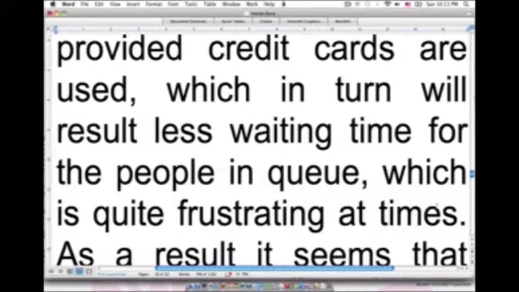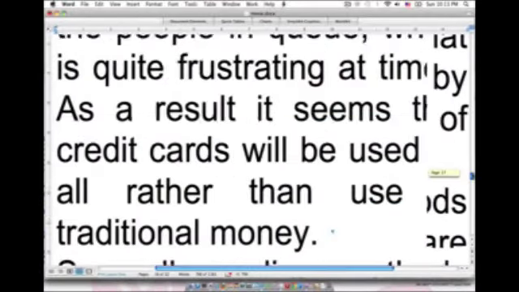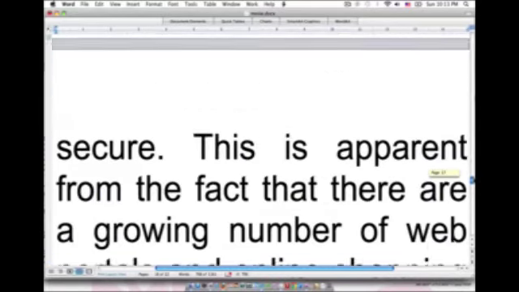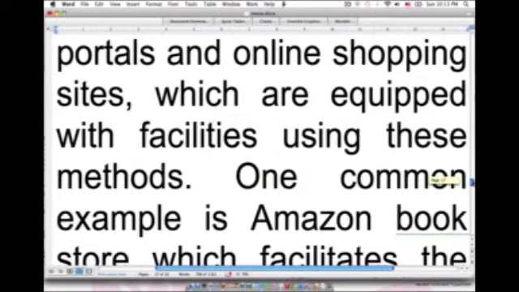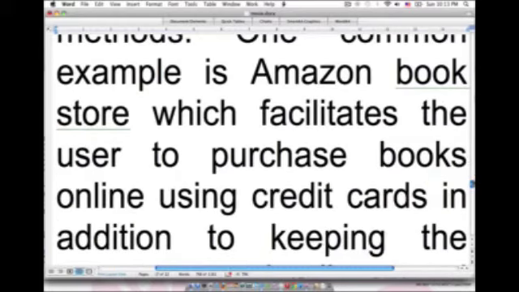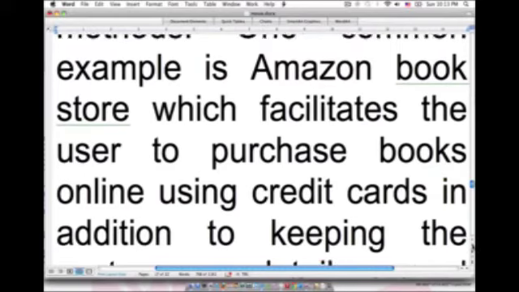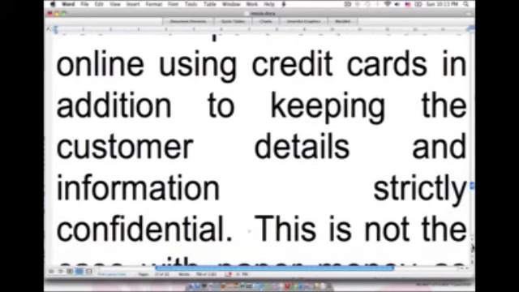Okay, let's see here. So we mentioned run-on sentences. Like I mentioned before, there are numerous grammar errors, and there's some awkward wording at times. Let's see if we can track one of the areas down. Okay, so: "One common example is Amazon Bookstore, which facilitates the user to purchase books online using credit cards in addition to keeping the customer details and information strictly confidential." So again, there's a number of ideas here. They're all being crunched into one sentence, and it's awkward. It's difficult to read. It's kind of long. This should be broken down and the grammar cleaned up a little bit.